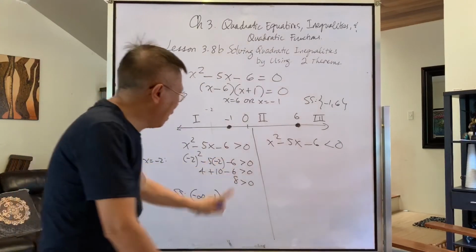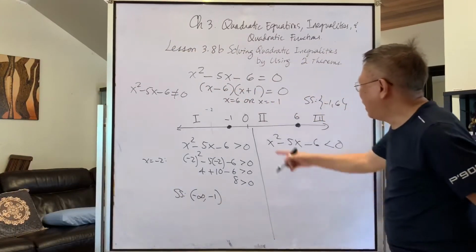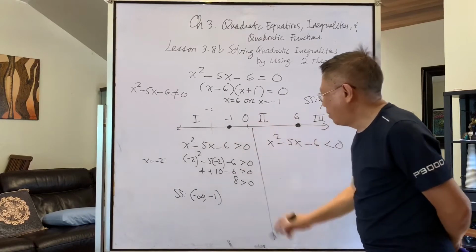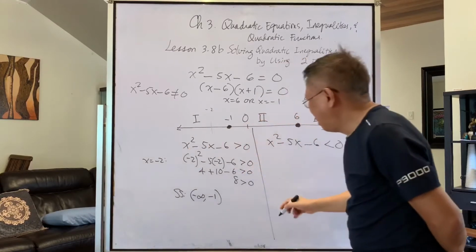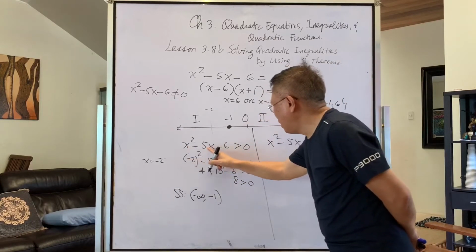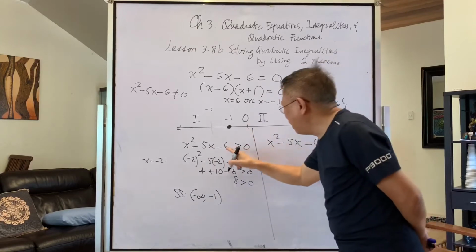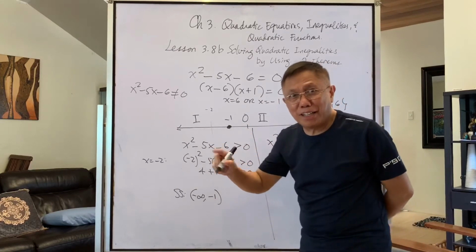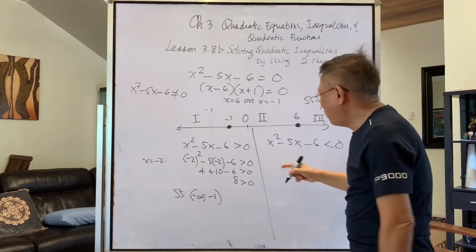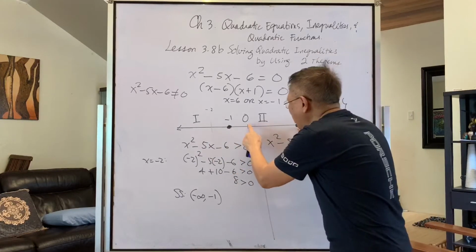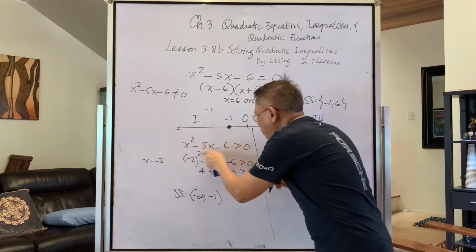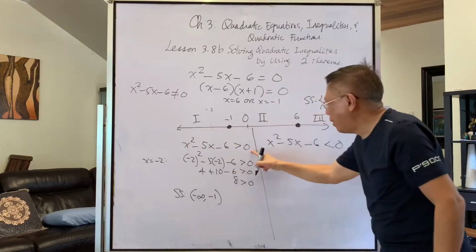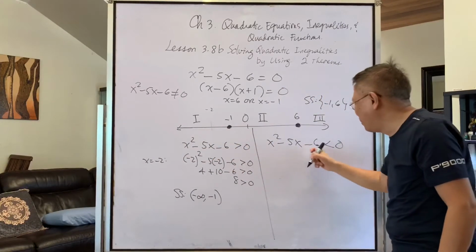Okay, so for example, I get another x in this region. Let's say x equals 0, and then substitute it here. So I get 0 minus 0 minus 6. Is minus 6 greater than 0? The answer is clearly no. Which means this region where 0 belongs is not a solution to this inequality. If it is not a solution to this inequality, then it must be a solution to this inequality.